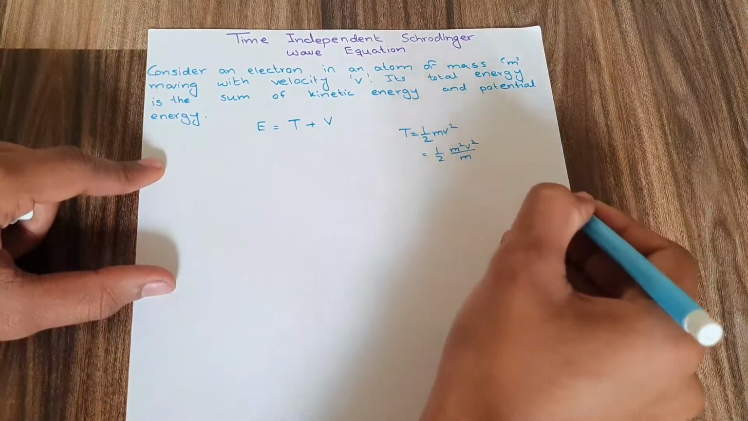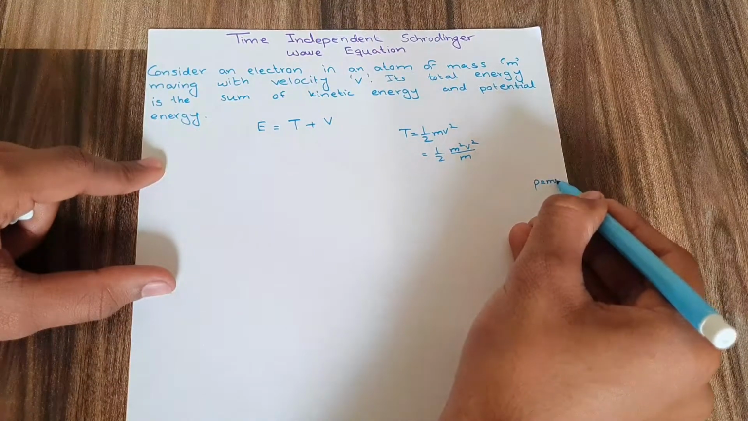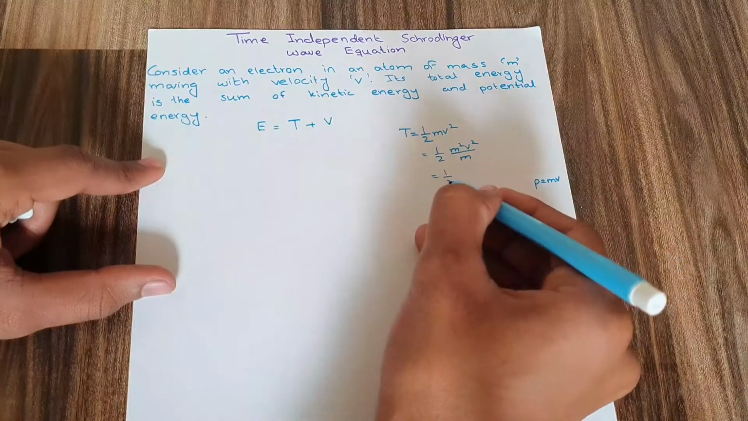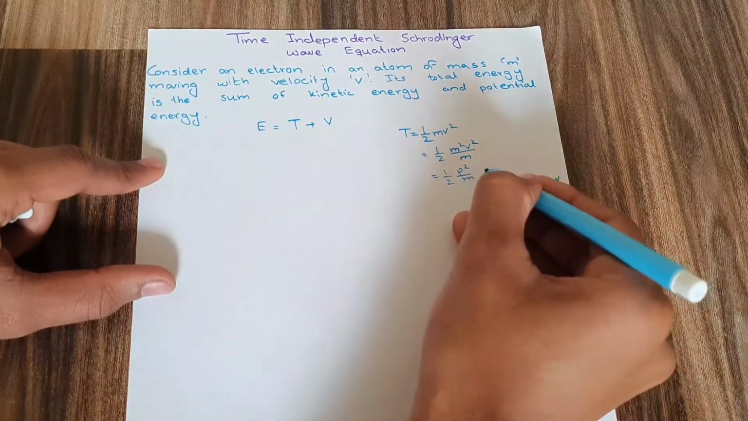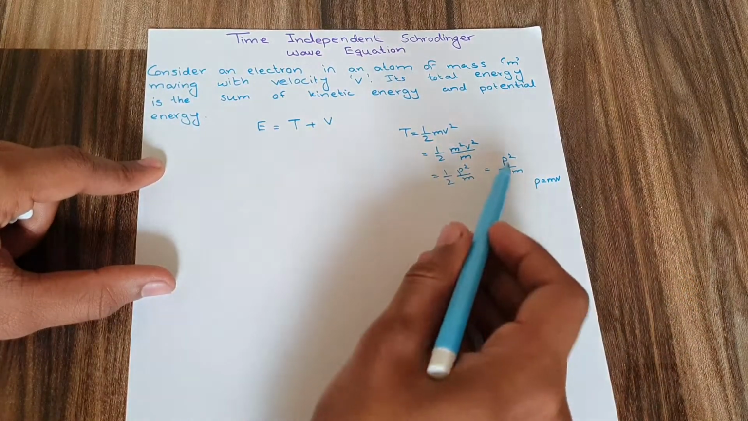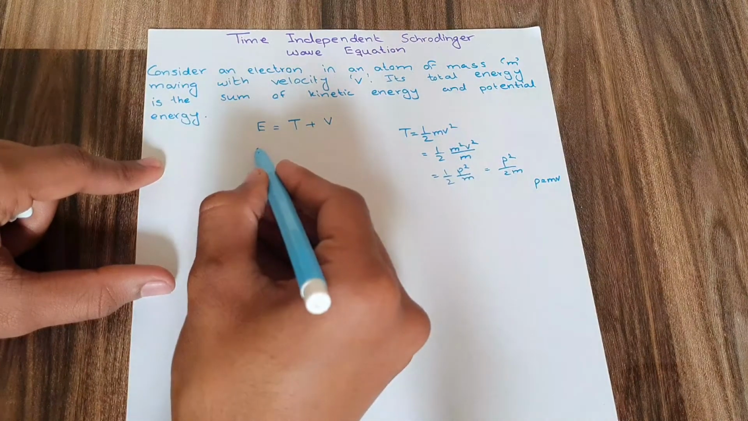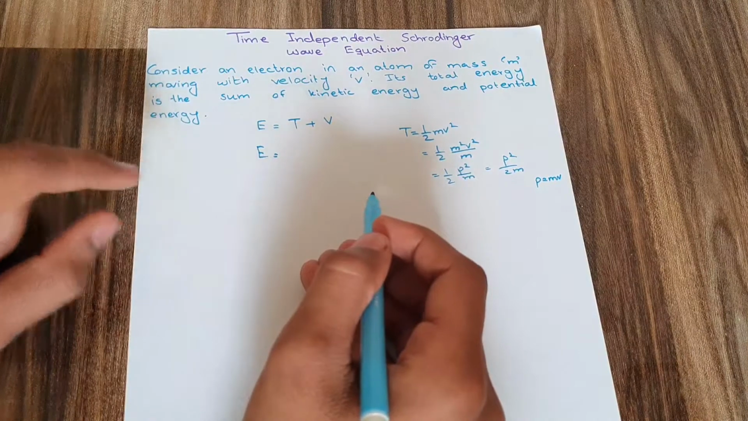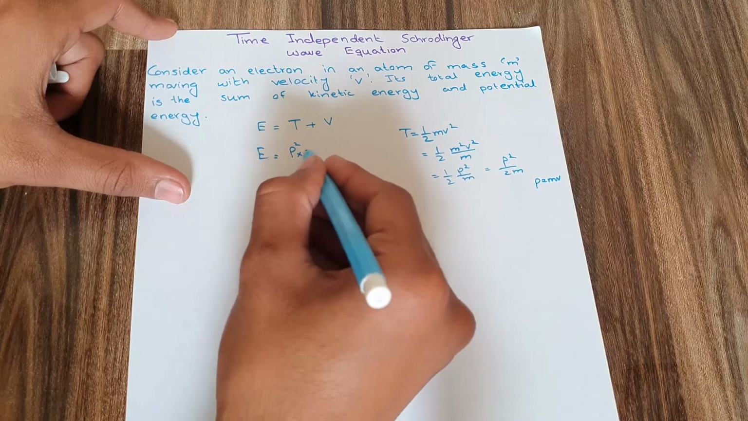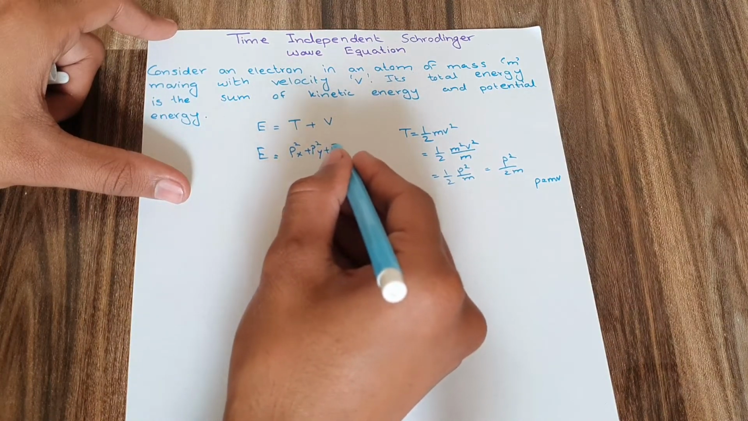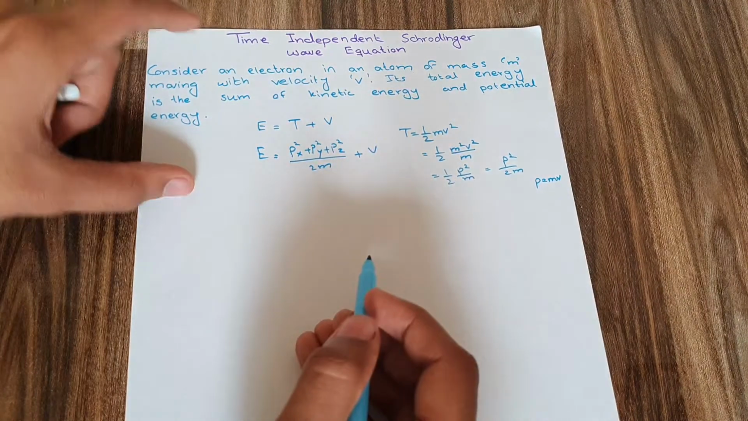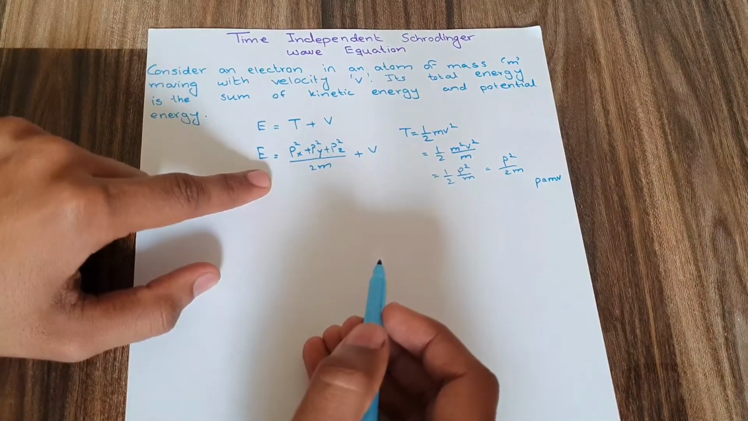As you know, momentum has a formula p is equal to mv. So here I can write half p square divided by m, or p square divided by 2m. So in place of total energy, I can write p square over 2m. If my particle is in 3 dimensions, I can write it as p square x plus p square y plus p square z over 2m plus v. Here v is my potential energy and this is the kinetic energy.